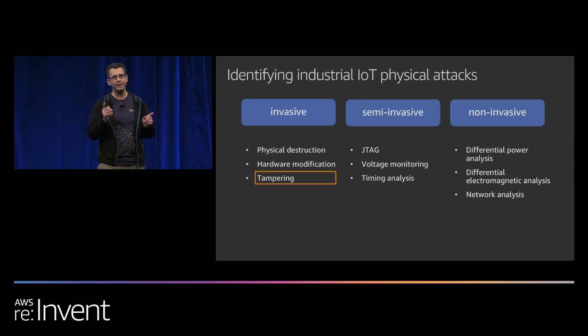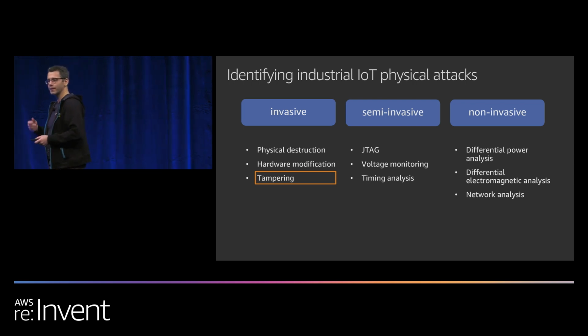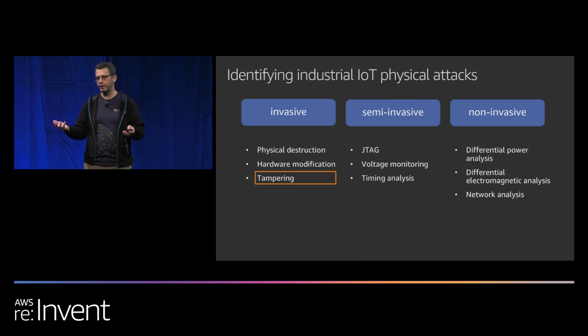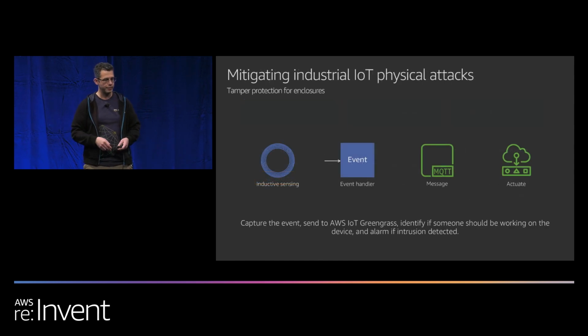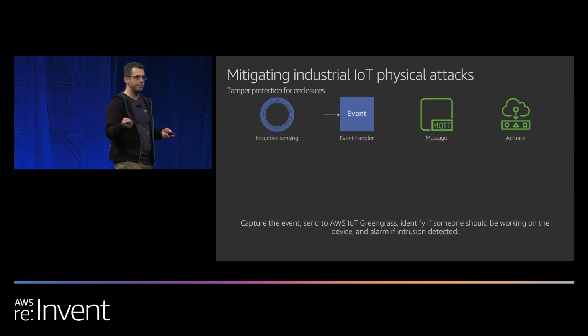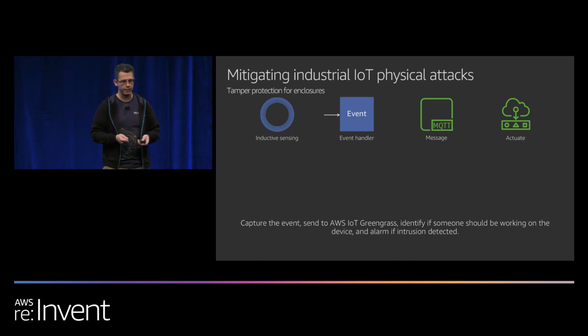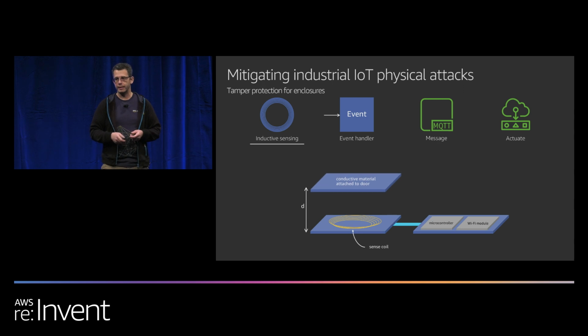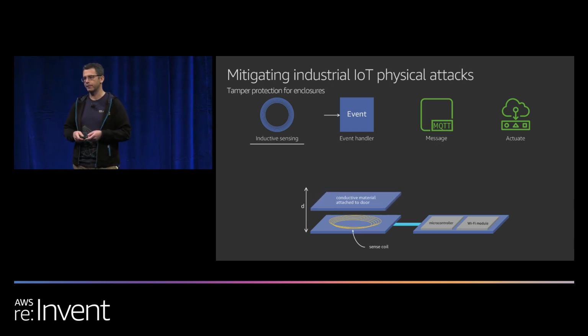But the problem with tamper devices is that many folks have implemented electromechanical sensors to do that. Electromechanical sensors are prone to hacking events as well, because you can typically manipulate those using magnetics, right? So there's one way to actually overcome that type of hack, which is using inductive sensing.